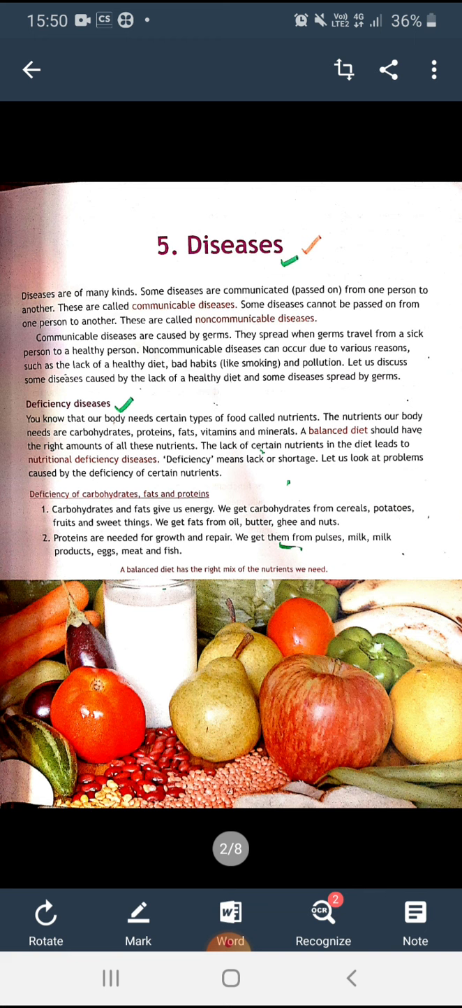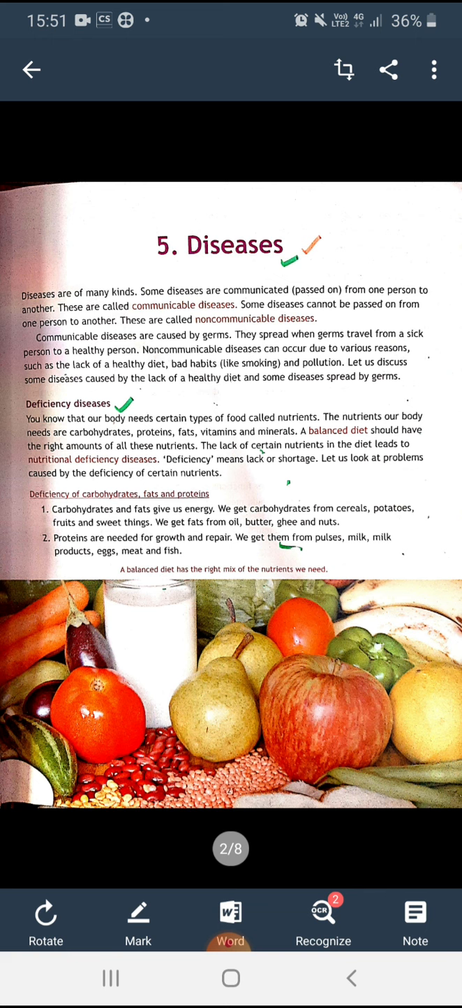So here we will talk about the different types of diseases. Deficiency diseases mean lack of nutrients. You know that our body needs certain types of food, and they are called nutrients. Nutrients help our body with body maintenance. And what nutrients do we need: carbohydrates, proteins, vitamins, minerals. A balanced diet should have the right amount of nutrients, and the lack of nutrients in the diet leads to nutritional deficiency disease. Deficiency means lack, shortage of the nutrients. Here we will discuss the problems caused by the deficiency of certain nutrients.